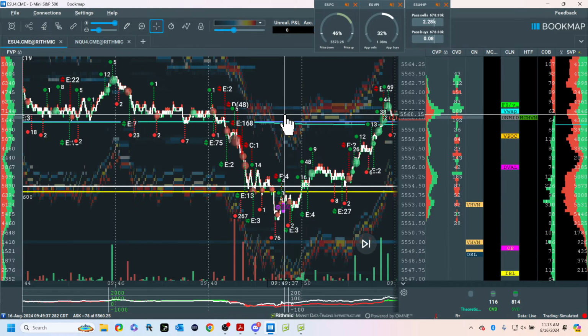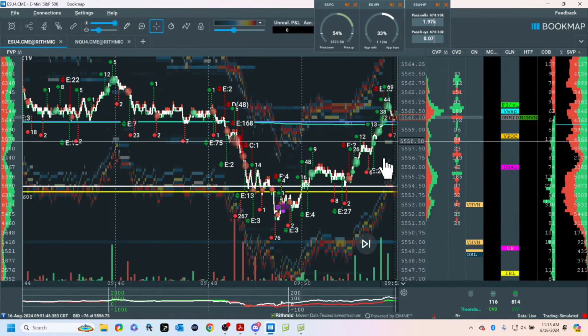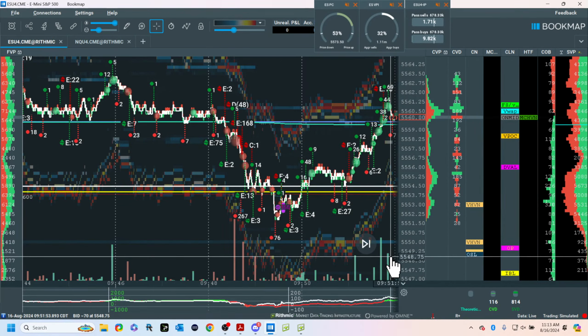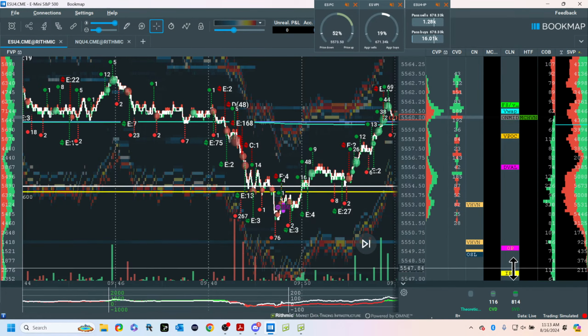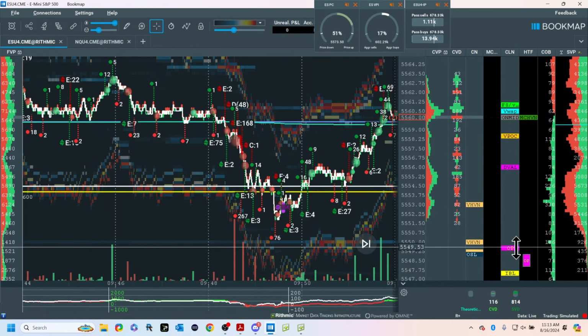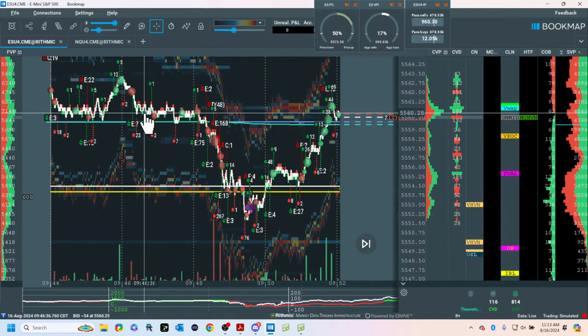What do I want to do with this? I want to get long. This was my opening swing low. It is vulnerable. I have to be aware of this. And I have my current low of the day over here. I got my open here. Okay, so now what am I going to do? I'm going to try to get long.